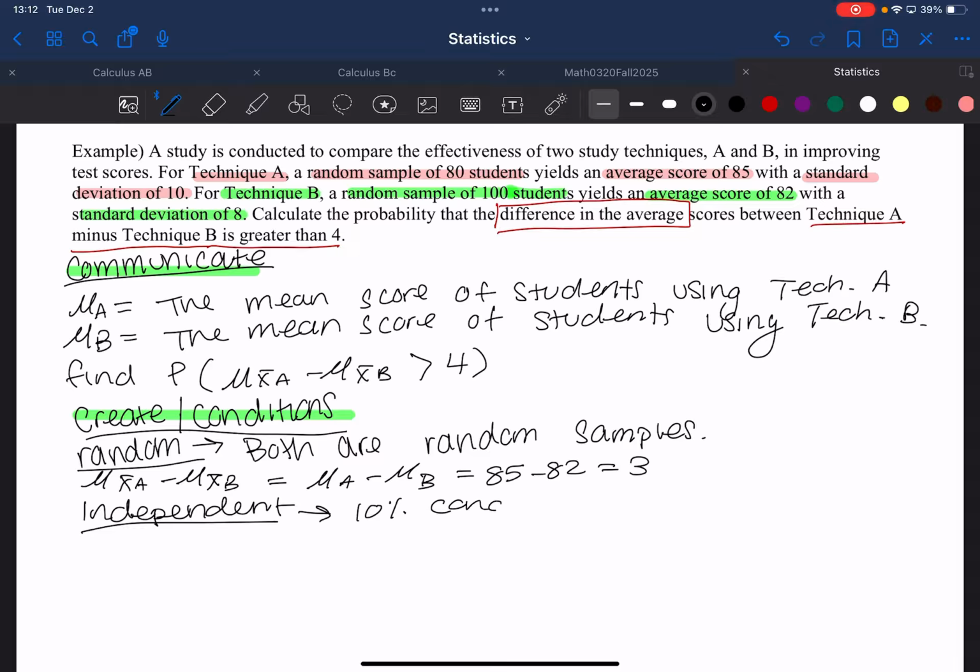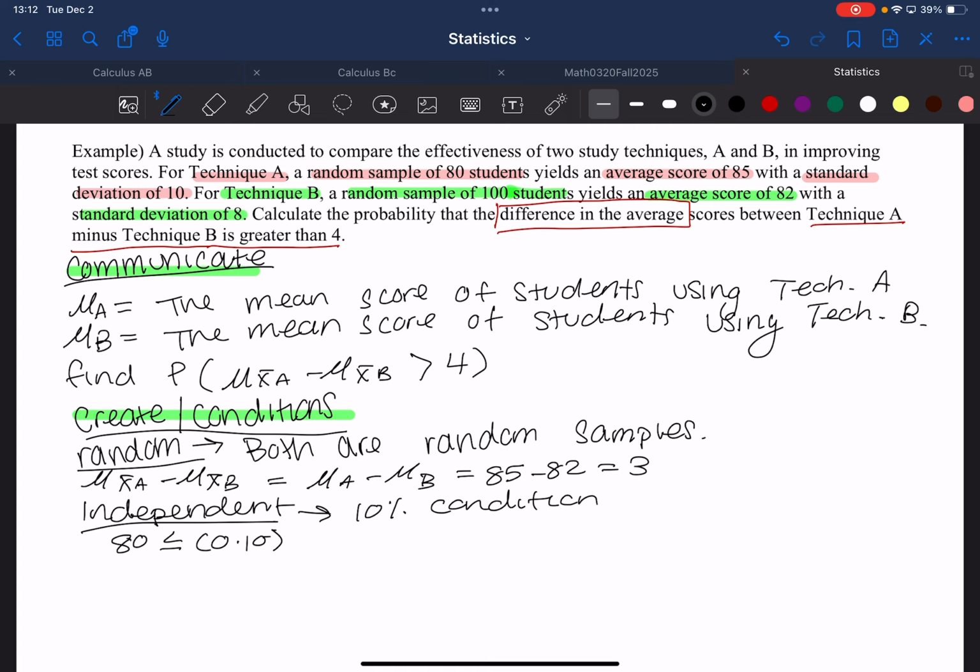10% condition, and we have to prove it for both. So we look at the very first one, and that is for technique A. What was our sample size? 80. So we have 80 is less than or equal to 10% of, and do they give us our population for technique A?